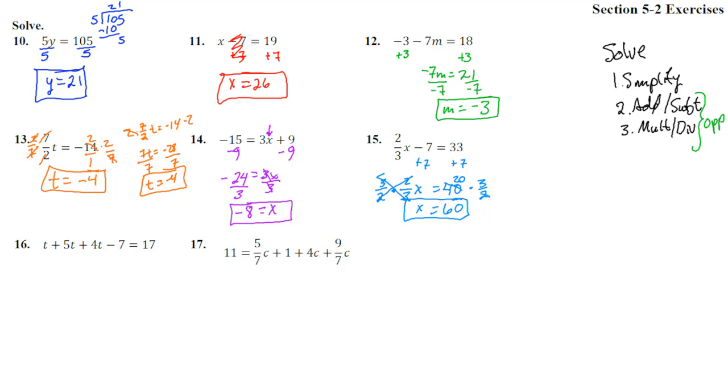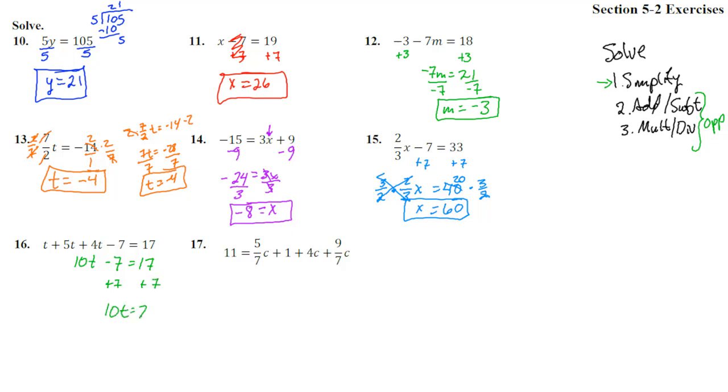Excellent. Number 16. Notice, hey, look, we get to do this step now. All the t's aren't even together. So sometimes you'll have to simplify it. T plus 5t plus 4t, that's 10t minus 7 equals 17. So now it's simplified. Now we get rid of any addition or subtraction. So add 7.